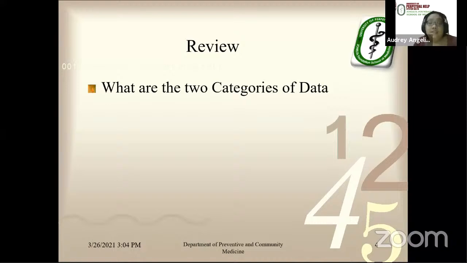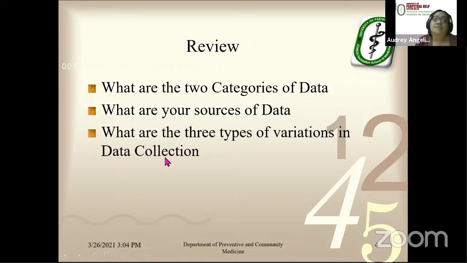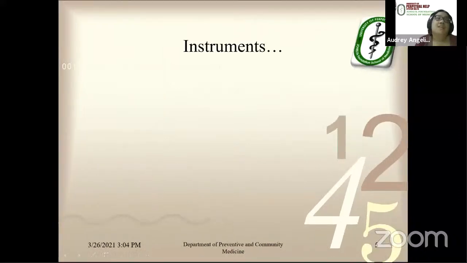Okay, that's good. If it's qualitative and it's descriptive or you have characteristics, how else could it be subdivided? So it could have a ranking or it could have none. That is your nominal and your ordinal. We also tackled sources of data. So we have various sources, namely your journals, primary source, secondary source, etc. Three types, variations, we will talk about that.